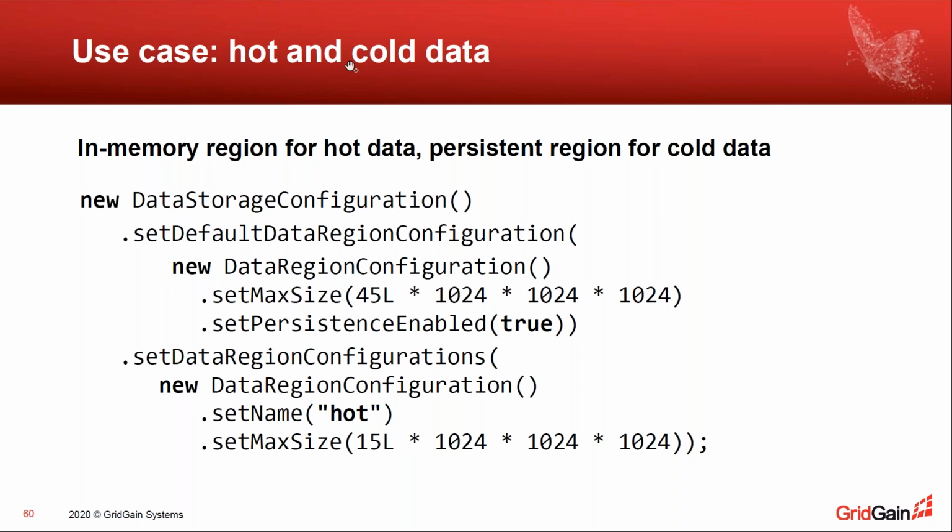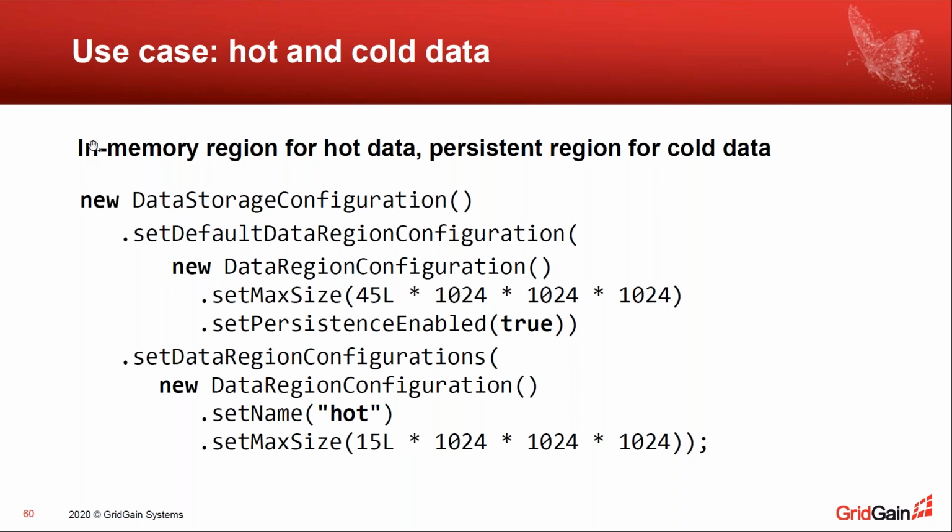Let's consider a simple example. For example, you have hot and cold data, and a good example is operational and historical data sets. Your operational data should be accessed fast because you want low latency on your operational data, and historical data are just collected in order to be accessed later during some analytics.